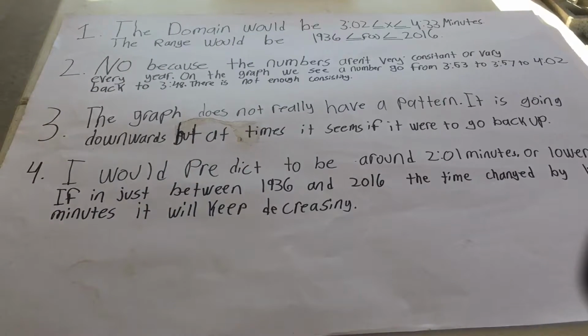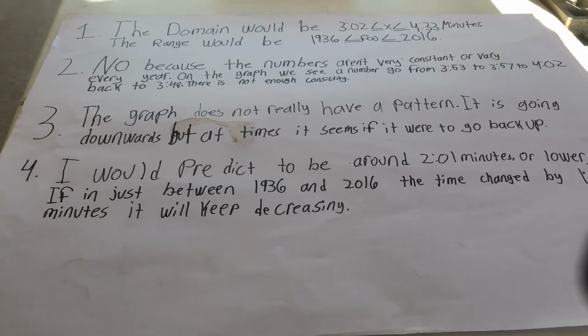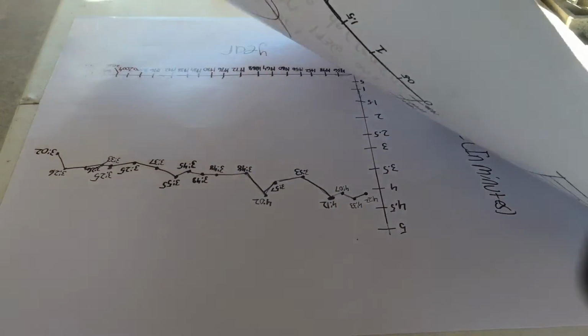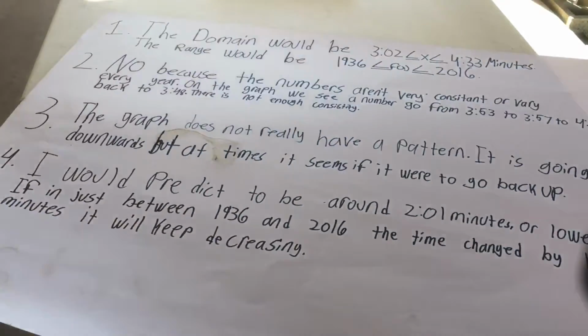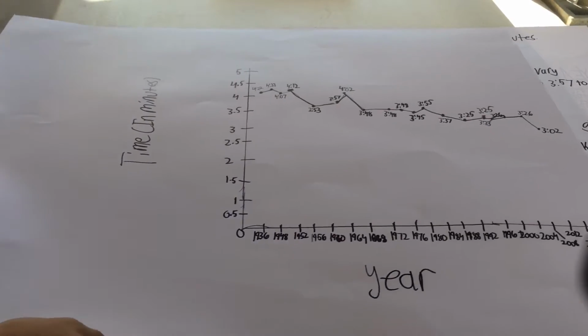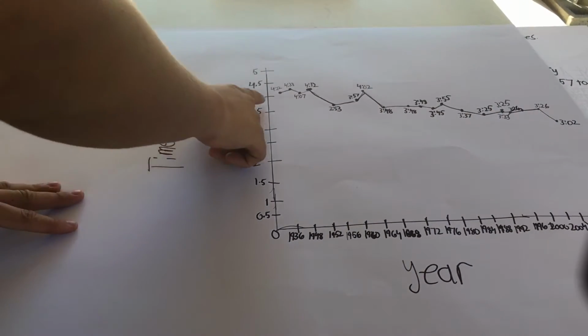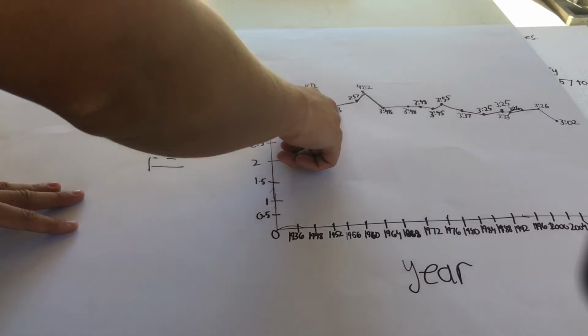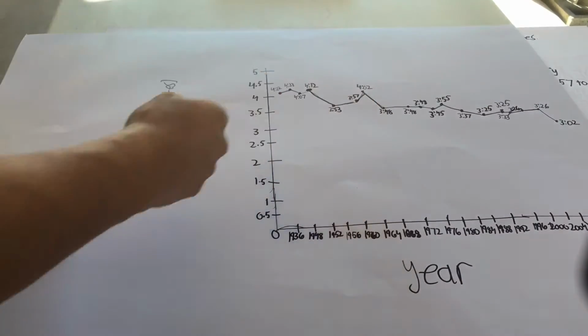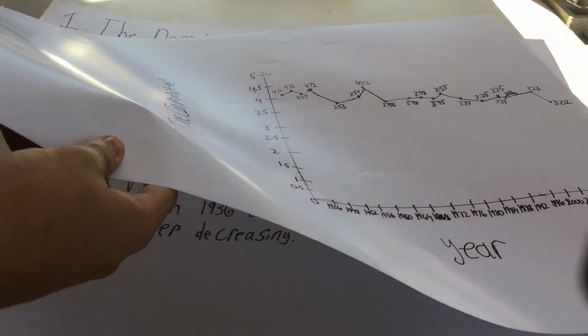For question number 3, the graph does not really have a pattern at all. Well, it does have a slight pattern, but I do not consider it a major pattern. All it does, as we see here, is that it does go downward, but to me it does not have a pattern since it goes back up and down, up and then down, up and then down. It has no consistency to me.